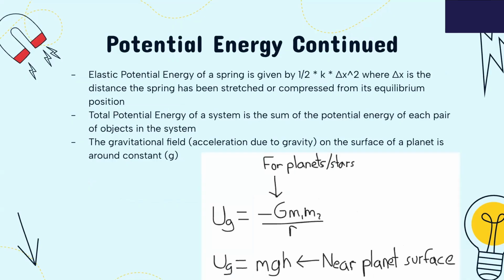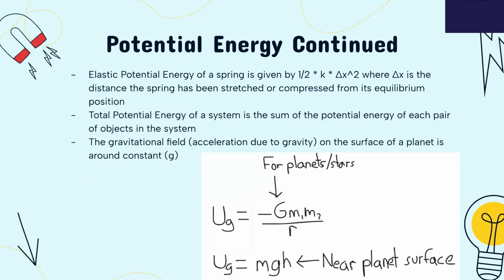All right, continuing on potential energy. The elastic potential energy of a spring is given by 1/2 k times the change in x squared, where the change in x is the distance the spring has been stretched or compressed from its equilibrium position. And the total potential energy of a system is the sum of the potential energy of each pair of objects in that system.